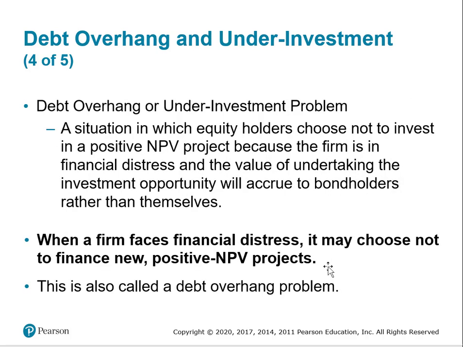So debt overhang, or the underinvestment problem we've been talking about here. Again, this is a situation in which equity holders choose not to invest in a positive net present value project because the firm's in financial distress. And the value of undertaking the investment is going to go to the bondholders rather than to the shareholders. And this is what they refer to as the debt overhang problem, right? When a company faces financial distress, it may choose not to finance new positive net present value projects.